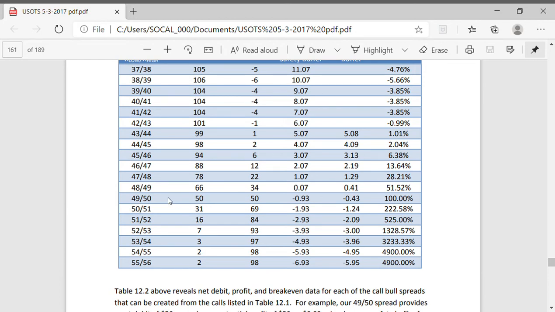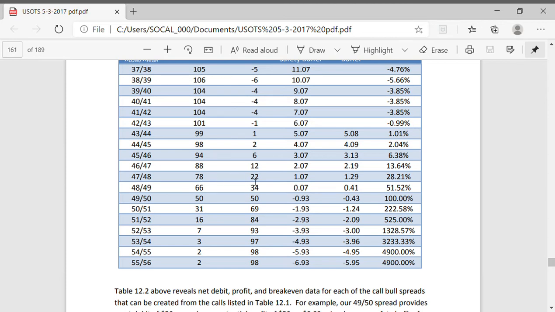If we were to buy the 47-48, remember it's going to be worth $100. We're long the 47, short the 48. It's going to be worth $100 at option expiration if the stock price is 48 or higher. Of course, the likelihood of that being the case is lower than the likelihood of it being 47 or higher. And so this is going to be cheaper. This was $78 via the interaction of demand and supply forces in the market.